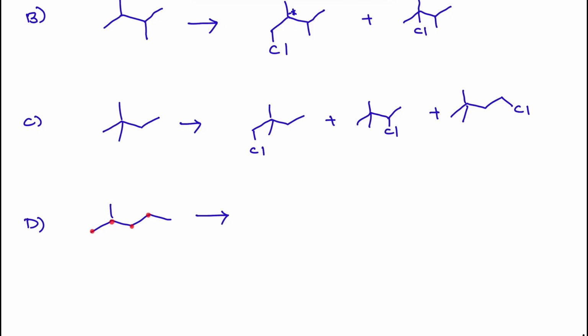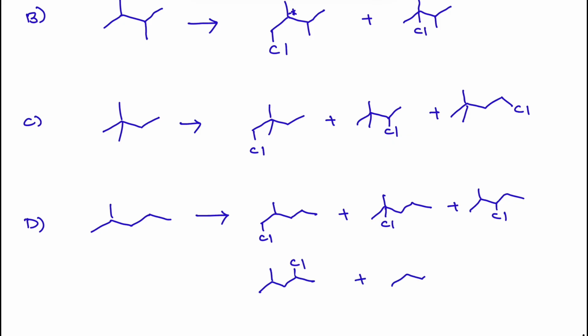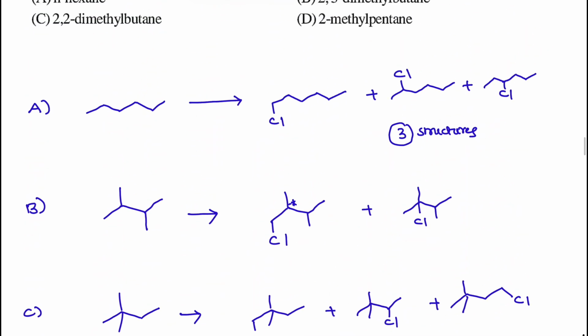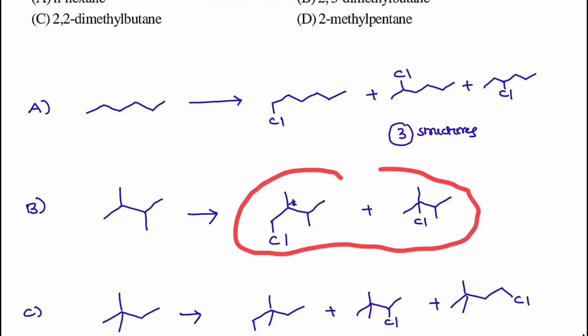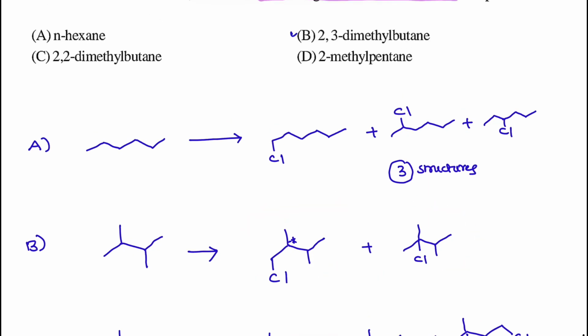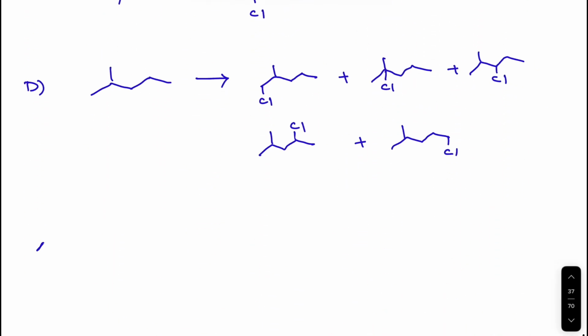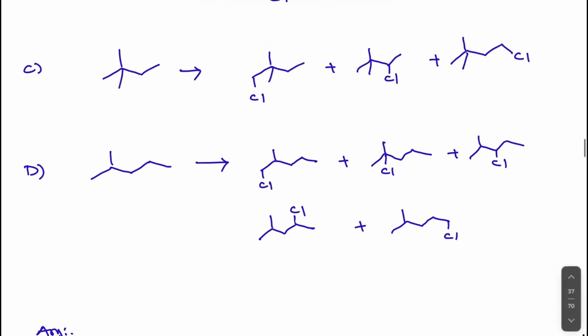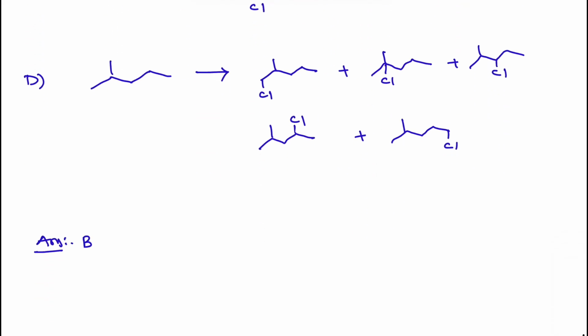1, 2, 3, 4, 5 structures we are getting. 5 structures. So this is the first one, second one, third one, fourth one, fifth one. But of course here, if we take only structures, then answer B. So that is 2, 3 dimethyl butane. So answer must be B. Only structures if you take, we are getting 2.